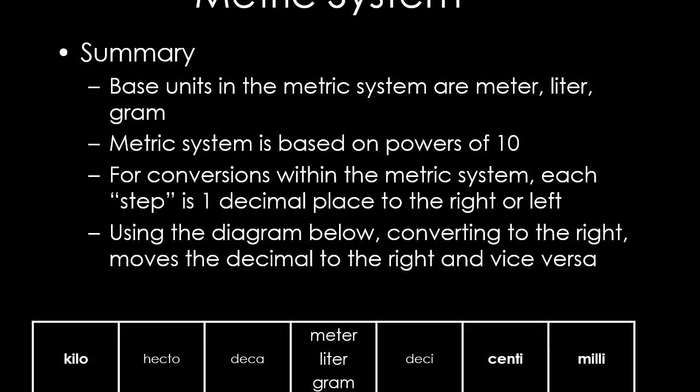Alright, so the summary for this is the base units in the metric system are meter, liter, gram, seconds, you know, all the basic units we use. It's based on the powers of 10, which means you either multiply or divide by 10. Easy. If you want to use the conversion method with this ladder I just showed you, every step is 1 decimal place to the right or the left. So if you convert to the right, you move your decimal point to the right. If you move to the left, you move your decimal point to the left.